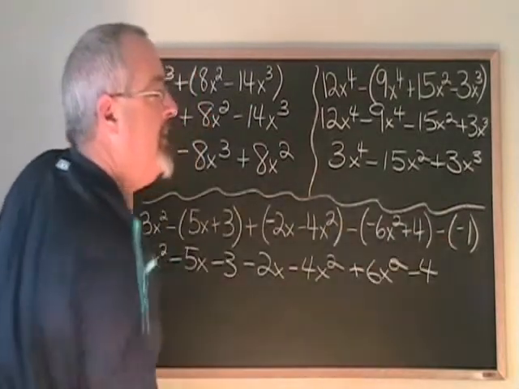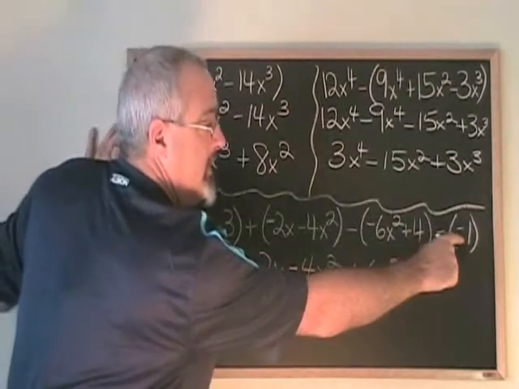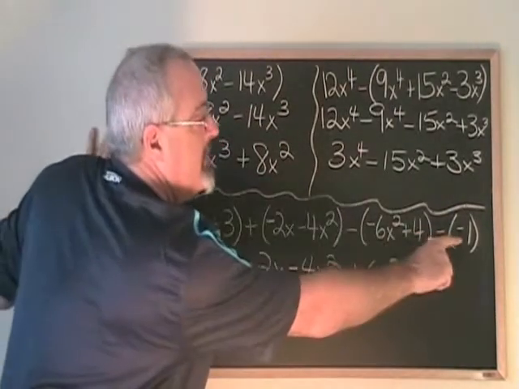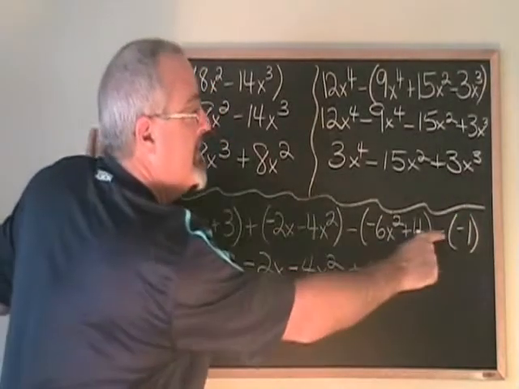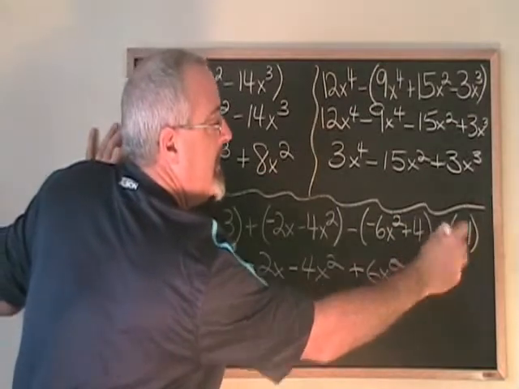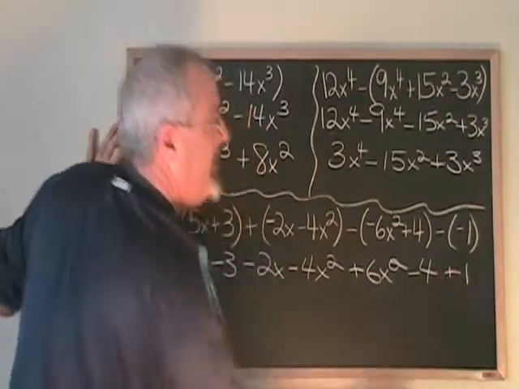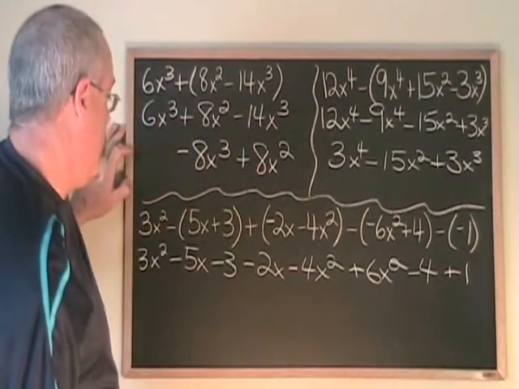And finally, here we have a bracket where we only have one term on the inside, but the bracket is being used to be clear that it's a negative one that is being subtracted. Minus negative 1 means plus 1. Now we just have to combine similar terms.